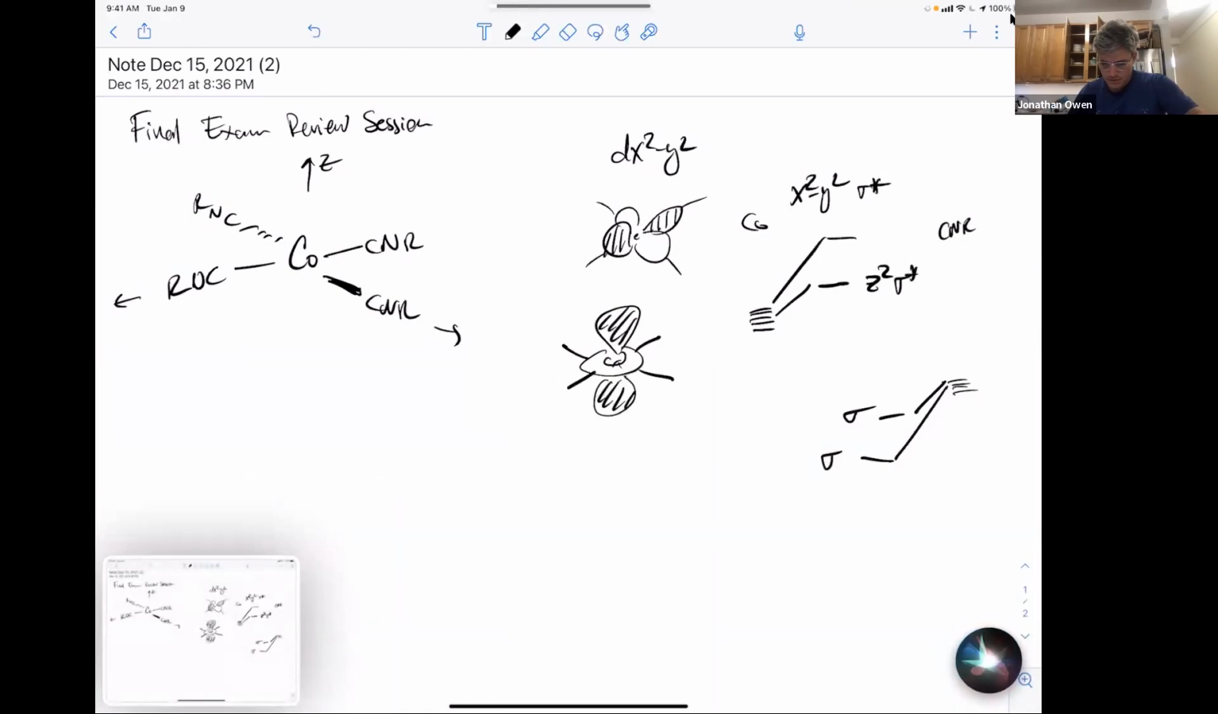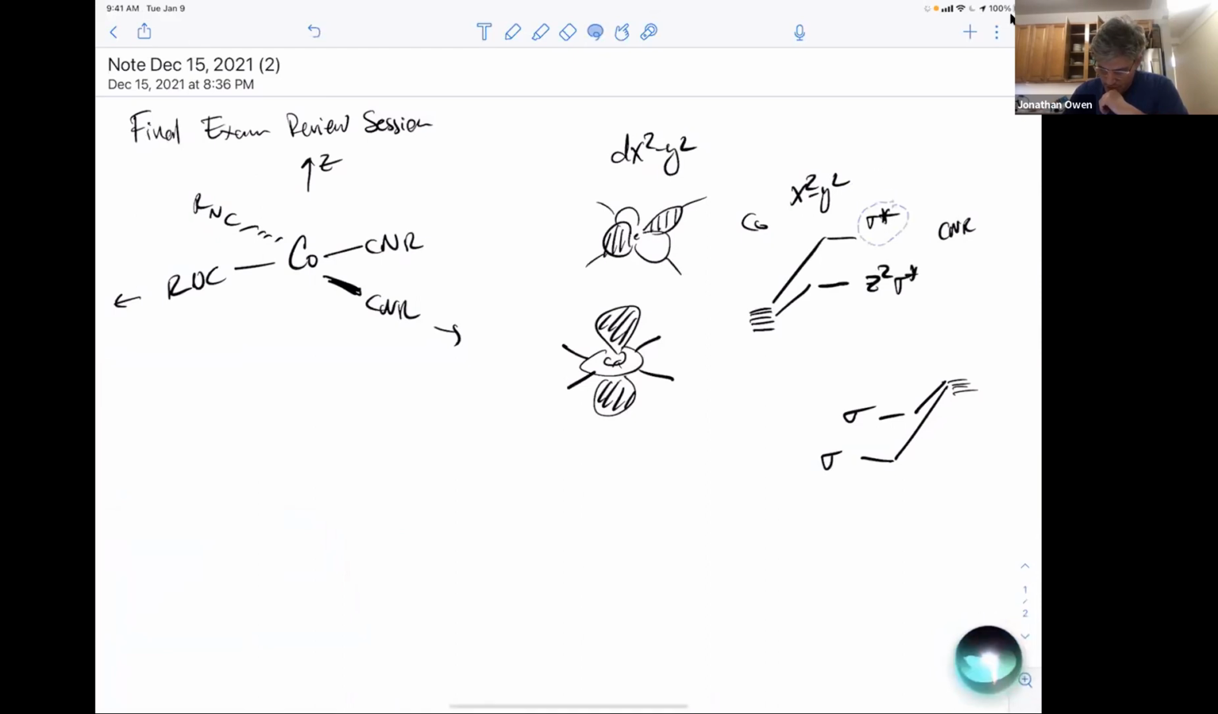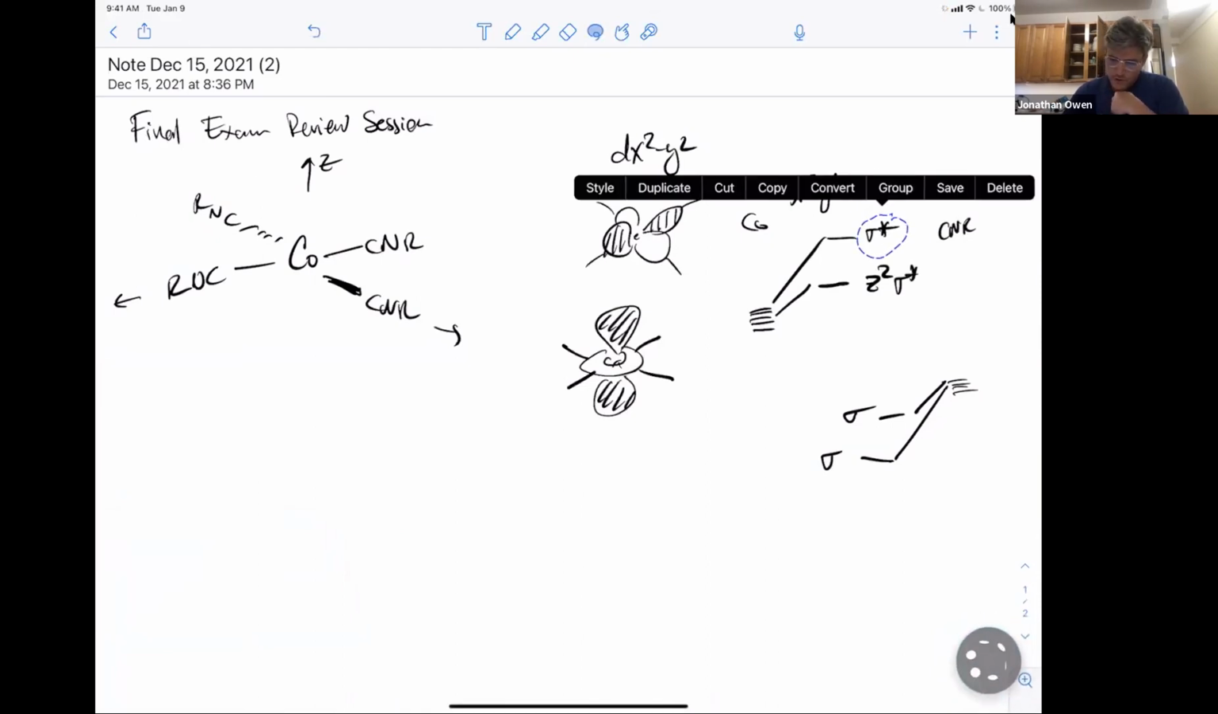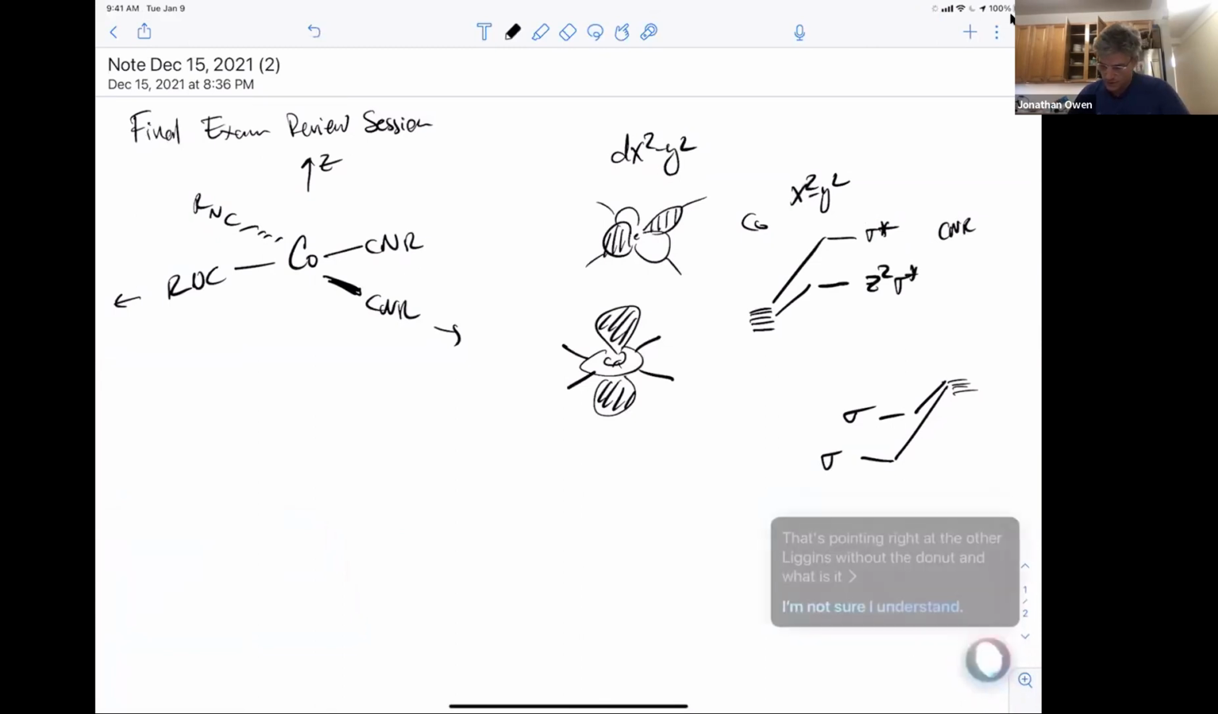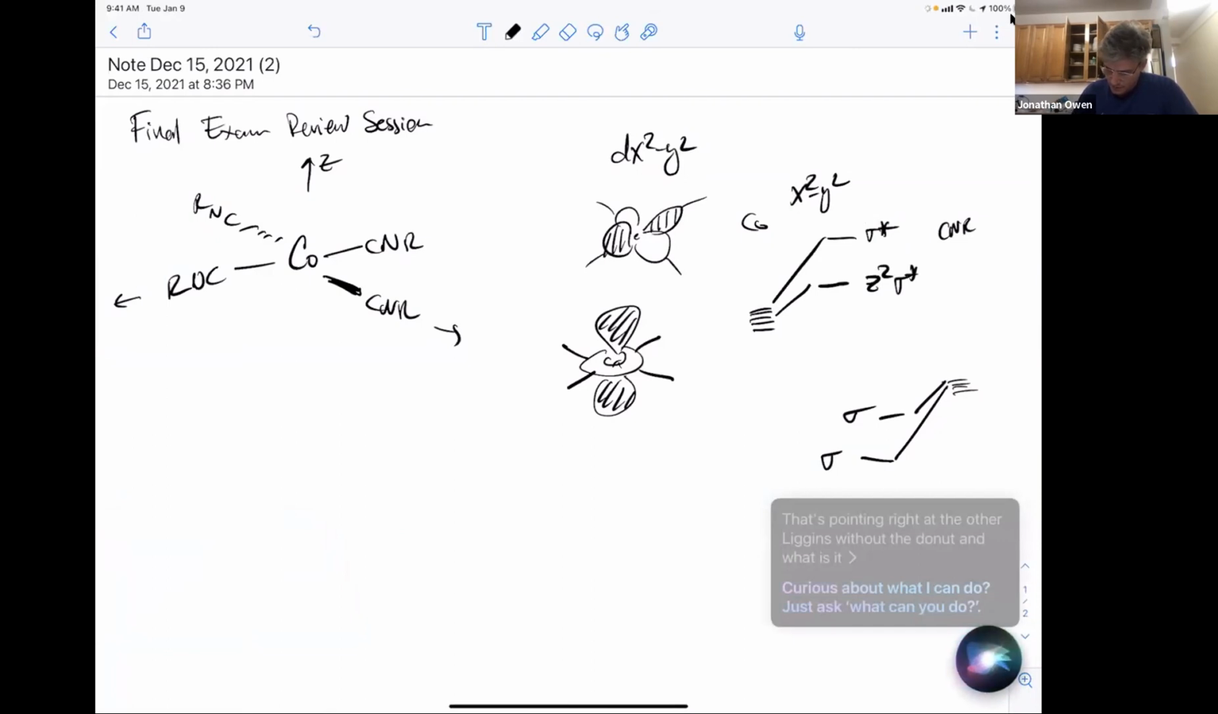There we go. Okay, so there are two of your sigma bonds, right? We've got two sigma stars here: the one pointing right at the ligands, and the one pointing at the ligands with the donut. What is left? We've got xz, yz, and xy. They don't make sigma bonds, right? You're right.